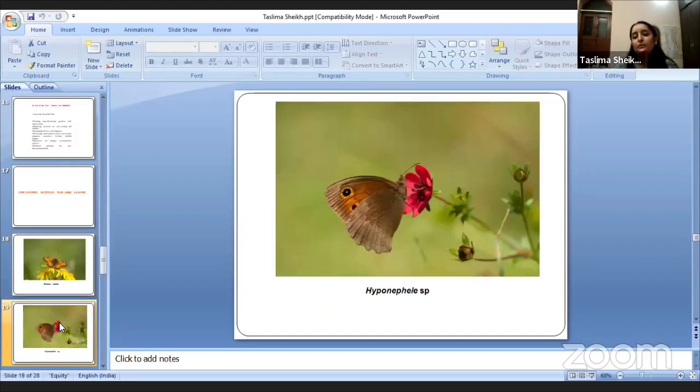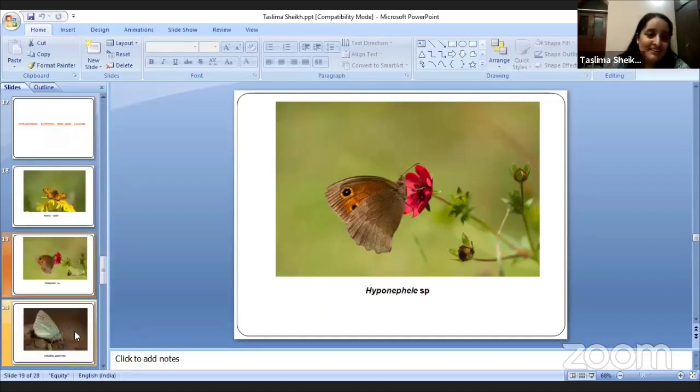Another butterfly is Hyponephele species. This species is also very rare, and I think the butterfly pictures I am showing here, you can see those butterflies only here, and no one has clicked these butterflies till yet except me.